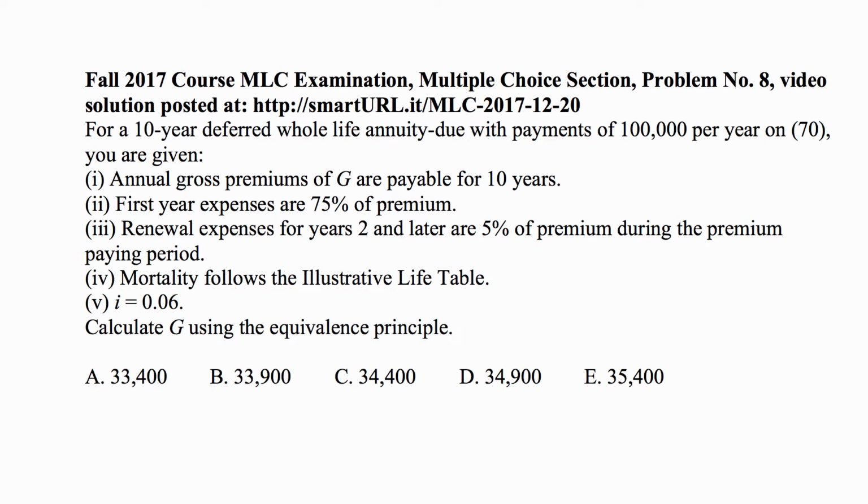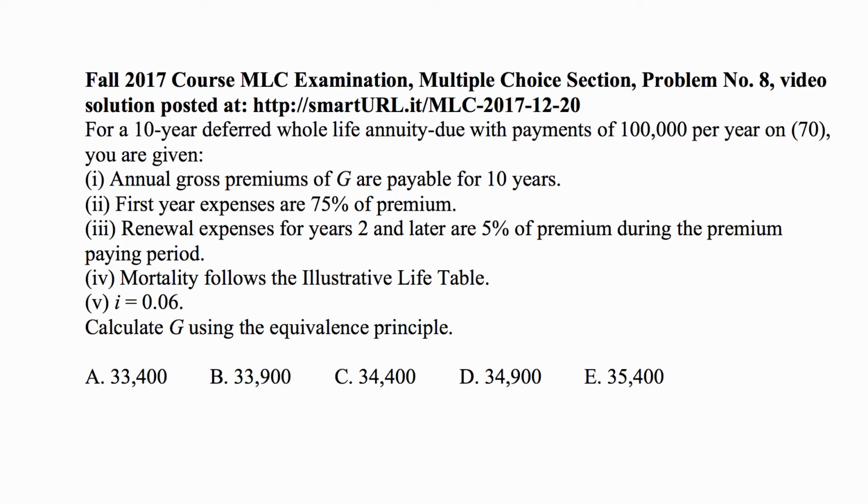Here's the problem for today, December 20th, 2017. It's a problem from the last course MLC examination, multiple choice section problem number 8. For a 10-year deferred whole life annuity due with payments of $100,000 per year on a 70-year-old, you are given that annual gross premiums of G are payable for 10 years.